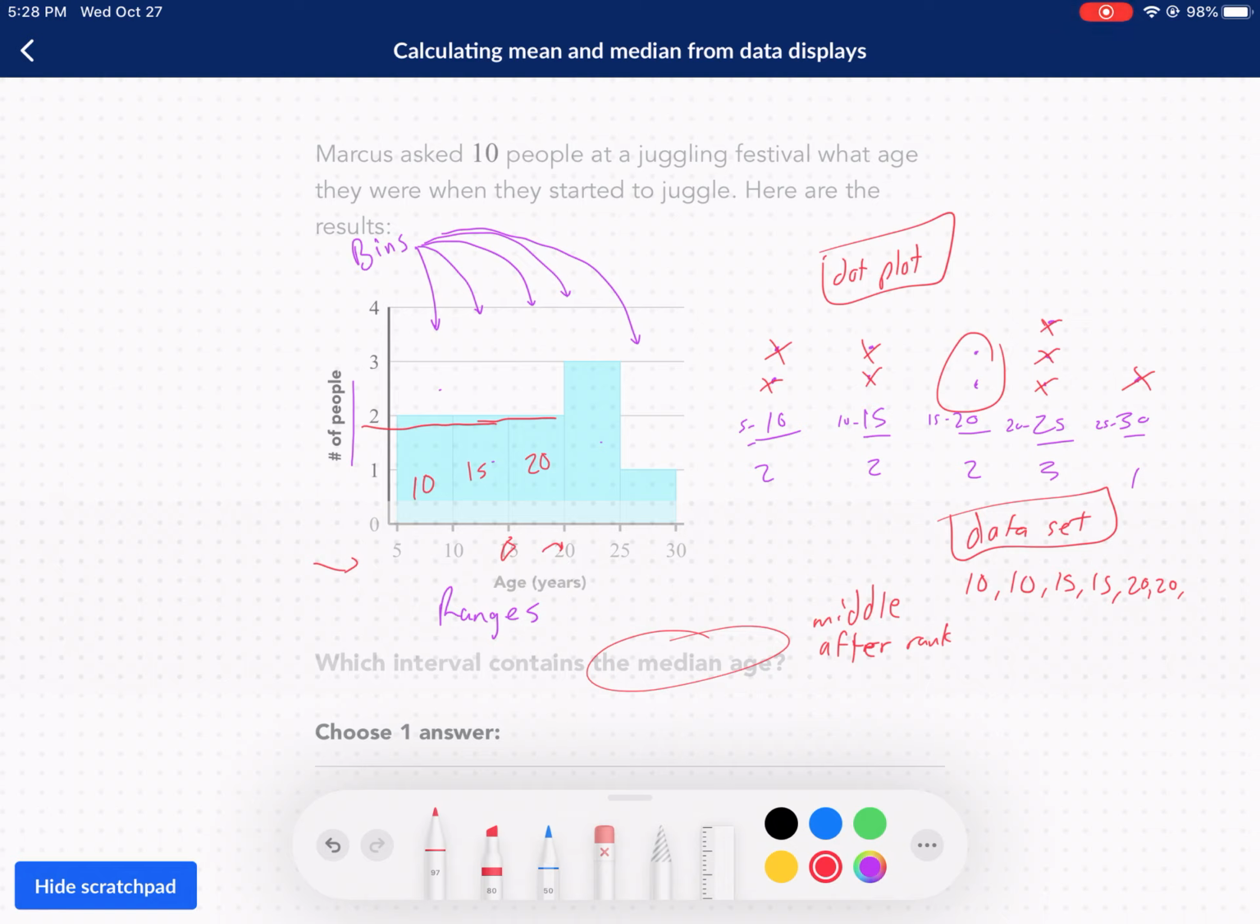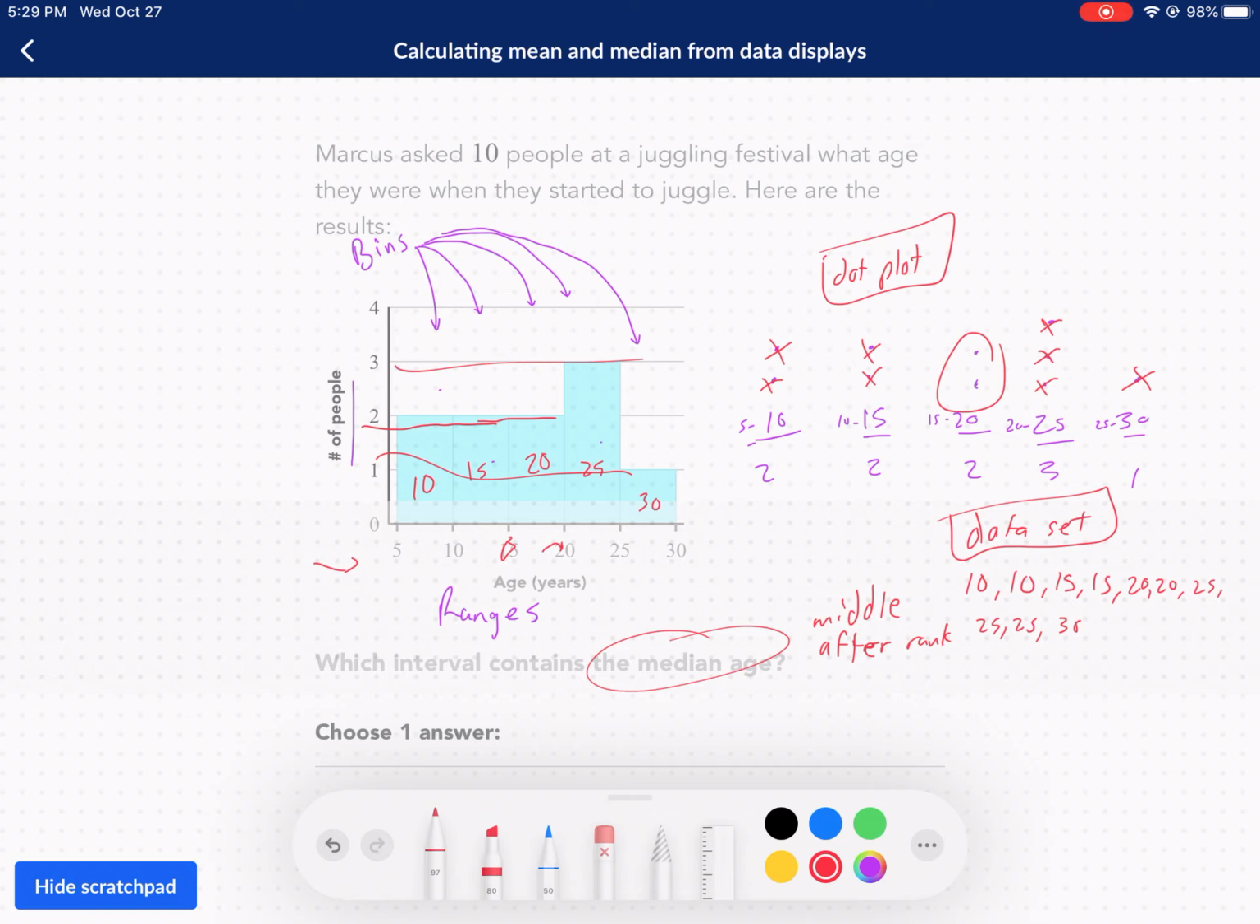Okay, and I'm running out of room, unfortunately. I wish I had started a little bit more to the left. But the next bin is the 25, and there's 3 people for that. So I'm going to write the 25 out 3 times. And then I have 1 person only for the 30 bin. Okay, so that was 1 person, and that was 3 people.